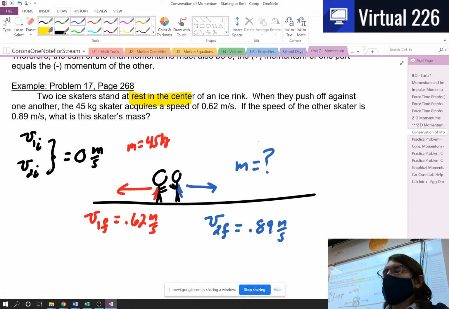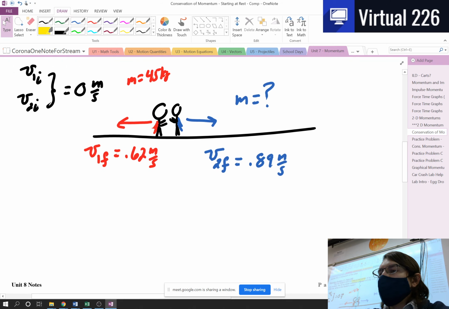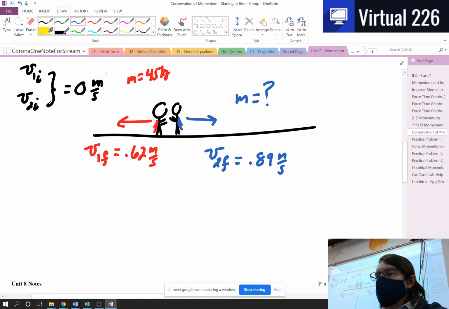Well, we've drawn ourselves a nice picture. We've put arrows in it, which is very, very helpful, and we know the conservation of momentum equation. Momentum's initial added together equals momentum finals. So let's go ahead and use that equation and just be careful about our directions.